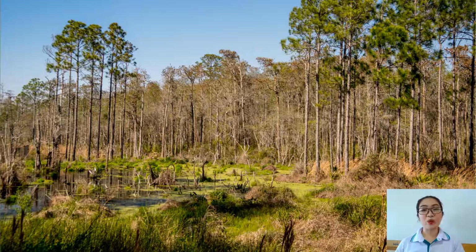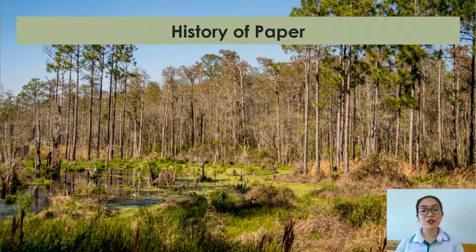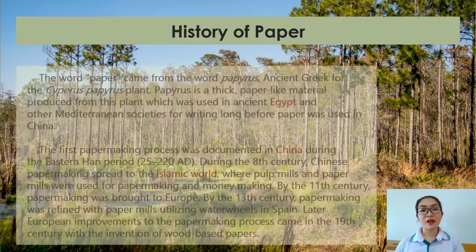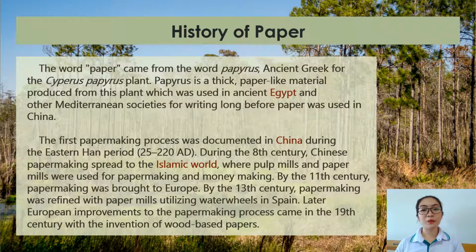Before we answer that question, let's read first the history of paper. The word paper came from the word papyrus, ancient Greek for the cyperus papyrus plant. Papyrus is a thick paper-like material produced from this plant, which was used in ancient Egypt and other Mediterranean societies for writing long before paper was used in China. The first paper-making process was documented in China during the Eastern Han period between 25 to 220 AD.